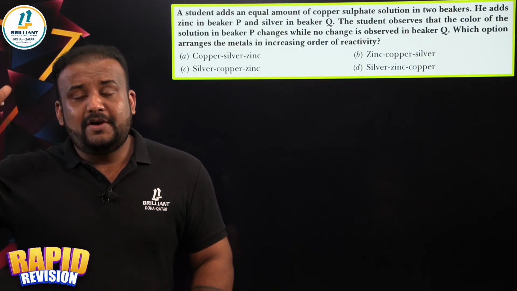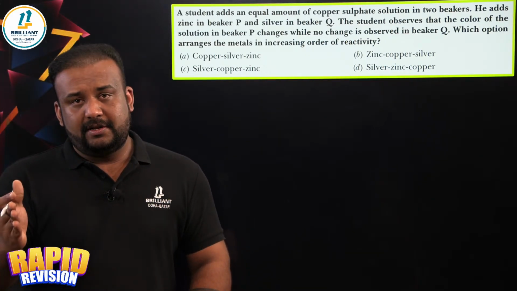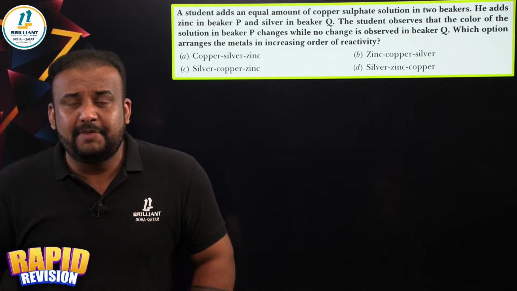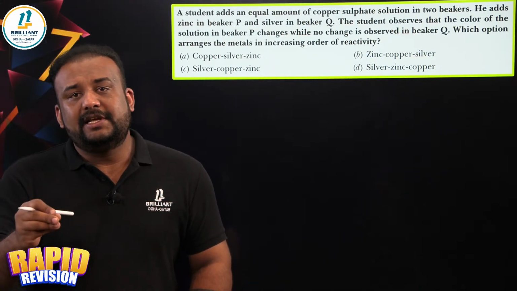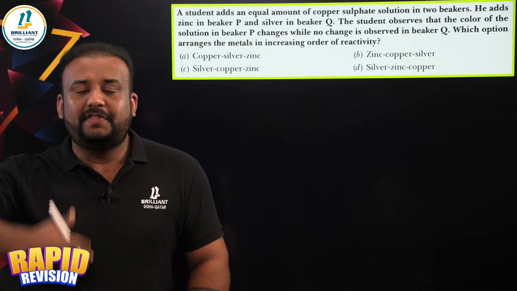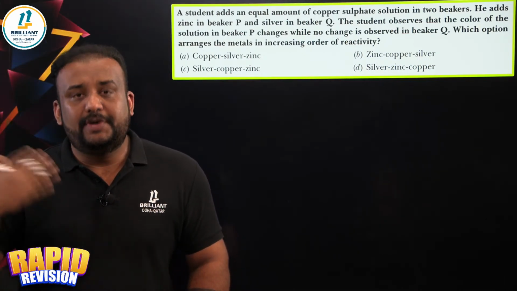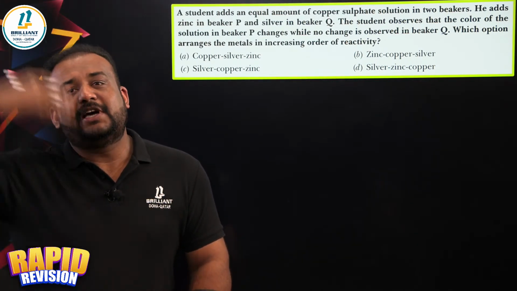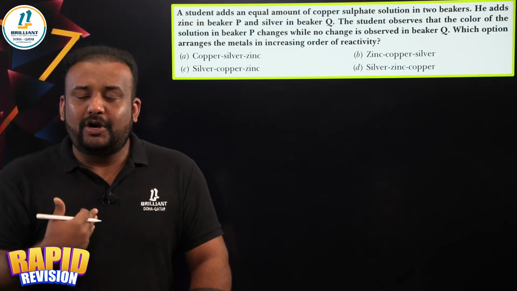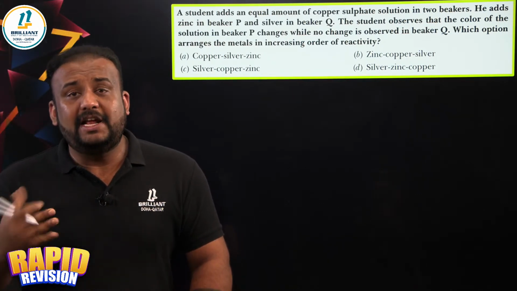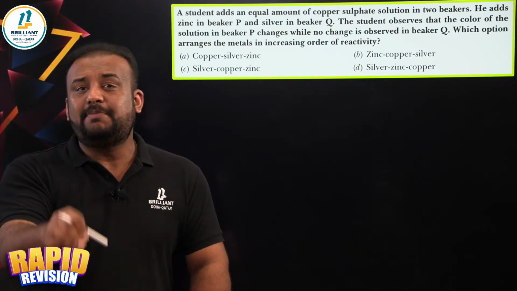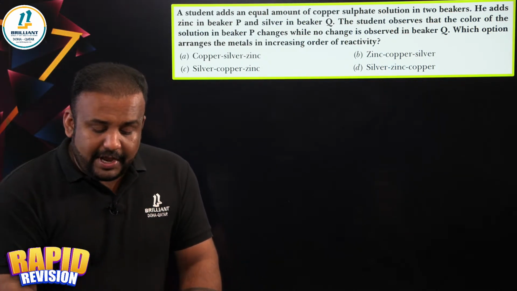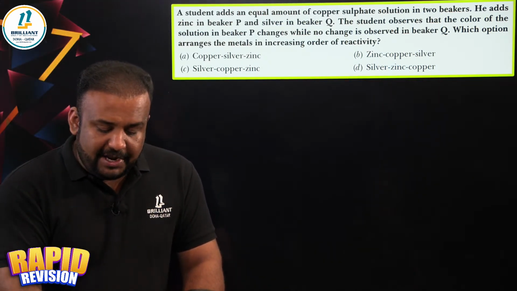One of the most important sections in chemistry is the reactivity series, because the reactivity series is the arrangement of the elements based on their abilities to displace each other, isn't it? In the reactivity series, some elements are on the top, some elements are at the bottom. Based on that, we can predict whether a single displacement reaction is feasible or not. Right? So in this question, what is happening?